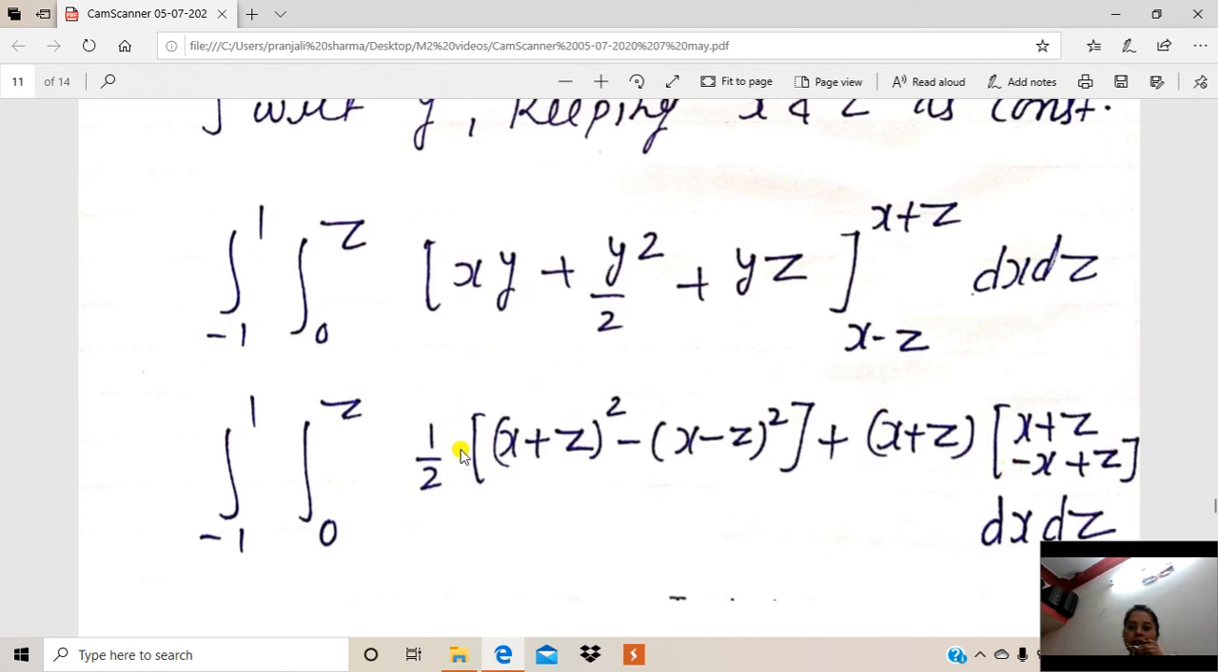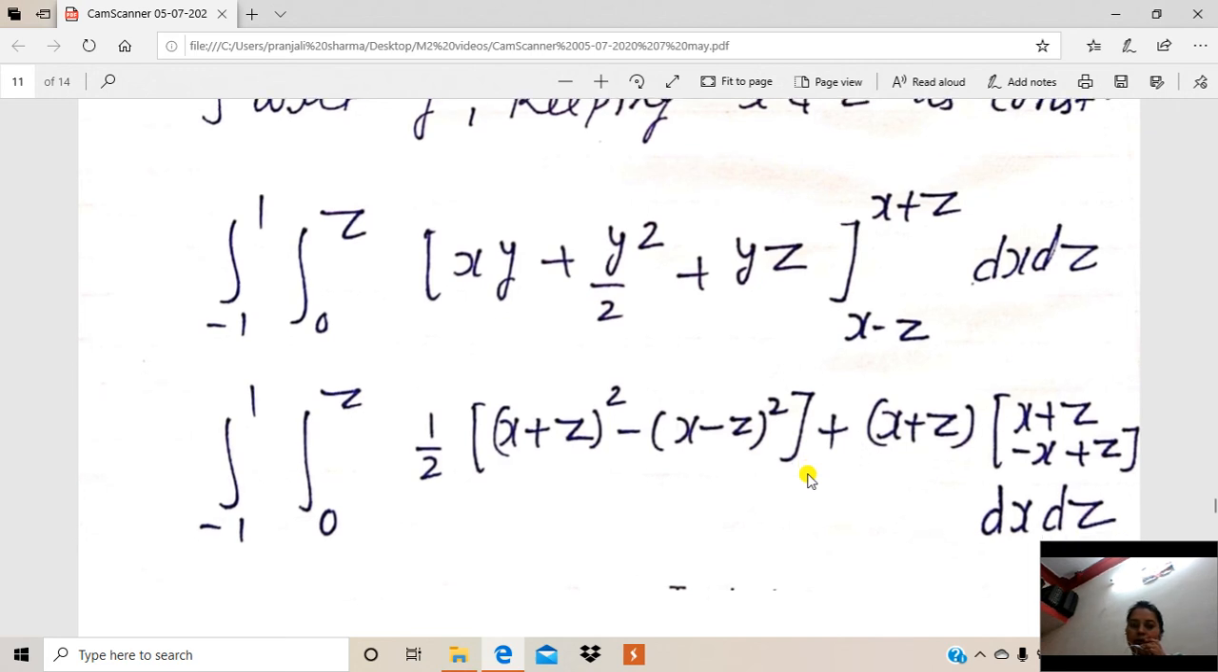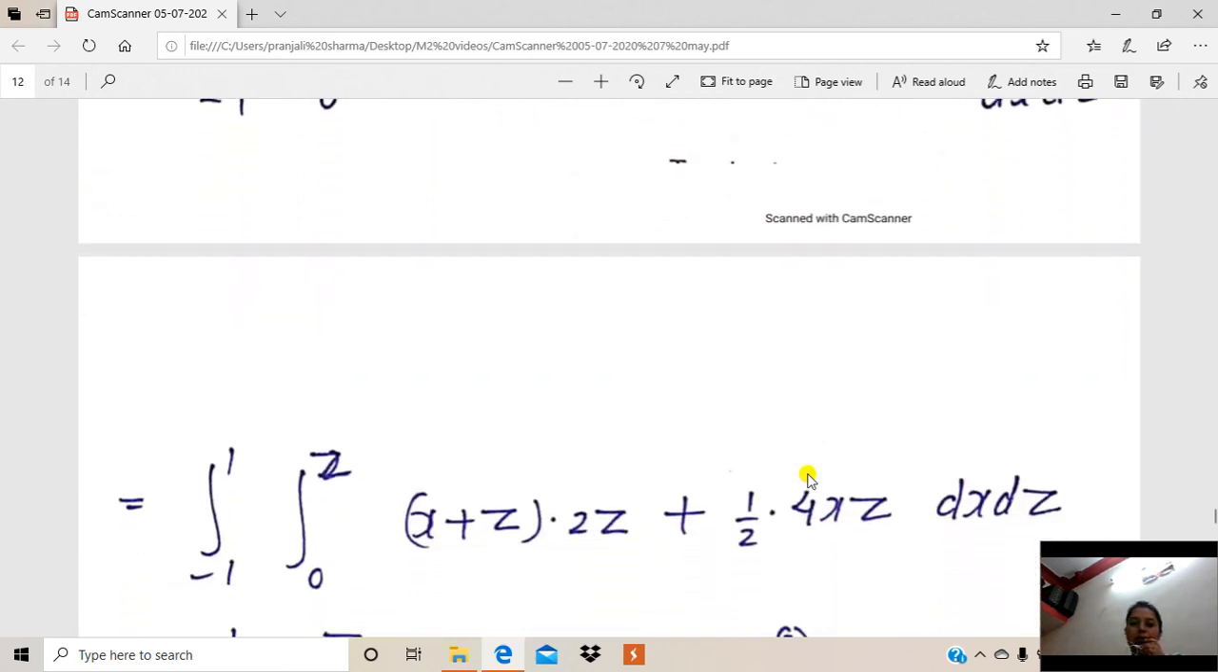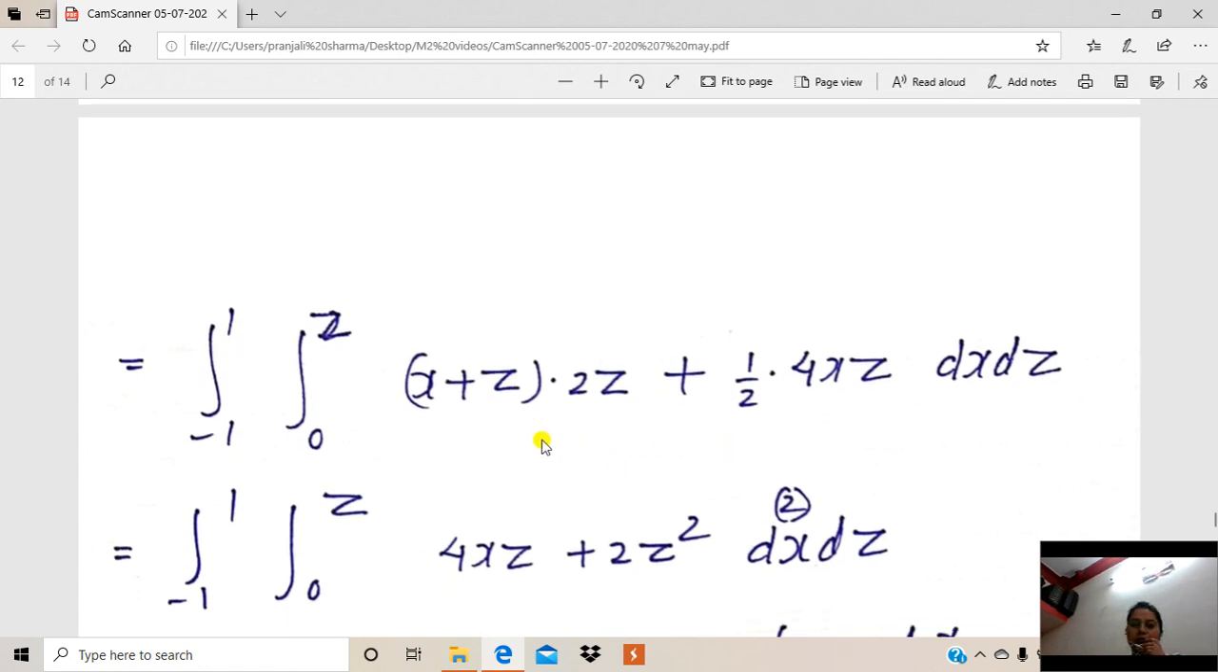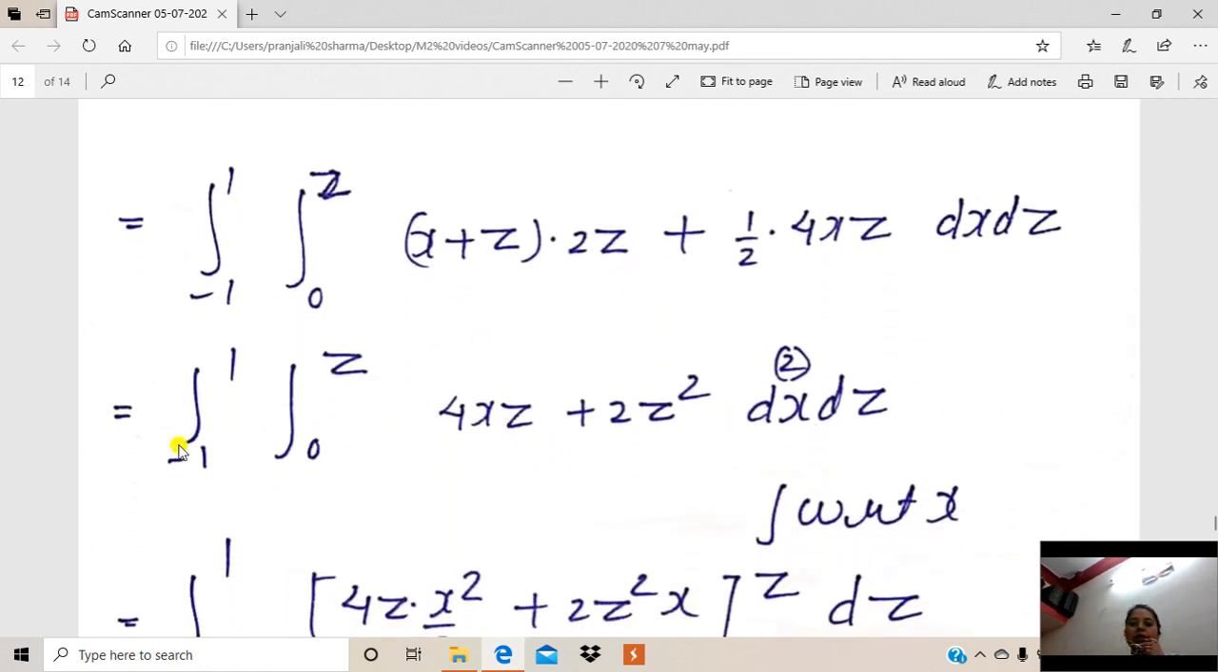Here we have taken 1 by 2 as common, and we have put upper limit in place of y square and lower limit in place of y square. So it is upper limit square minus lower limit square. So by simple calculation, the integration is now from minus 1 to plus 1, 0 to z, (x plus z) into 2z plus 1 by 2 into 4xz. If we further simplify it, if we open the bracket, the integration is now from minus 1 to plus 1, integration between the limits 0 to z, of 4xz plus 2z square dx dz.